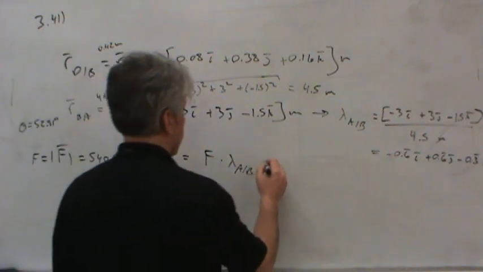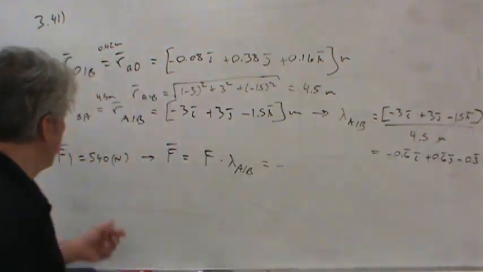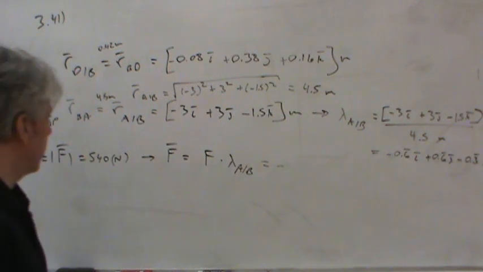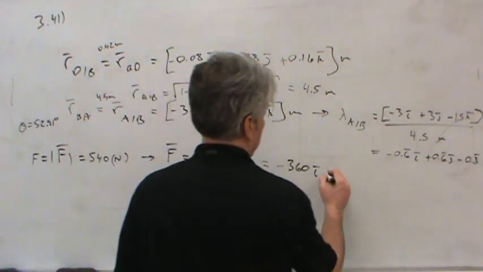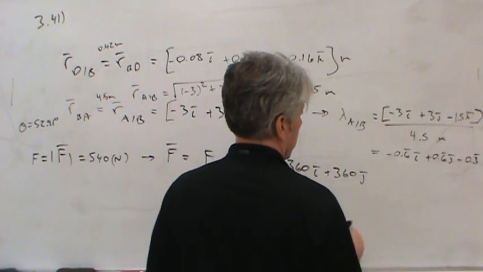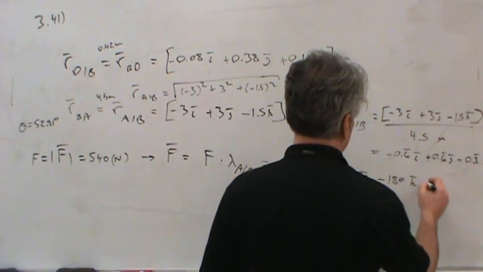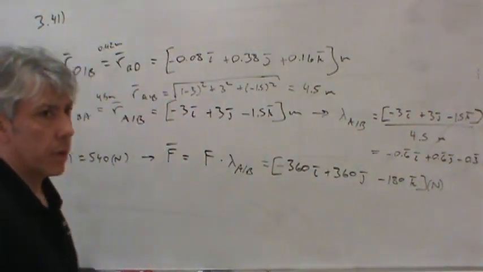So the force vector then would be 540 newtons multiplied by all this. Now I need you to multiply 540 by 0.6, for example. What do we get? Well, 0.6 repeating, so what is 2/3 of 540? 360. So negative 360 newtons in the I direction, plus 360 newtons in the J direction, and then half of that, minus 180 newtons in the K direction. Now these are all newtons of force.